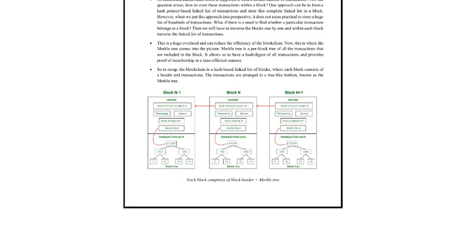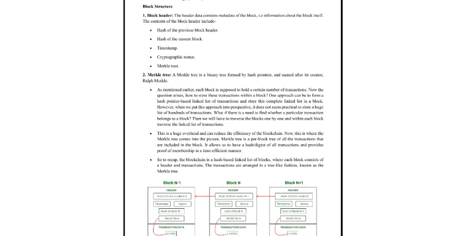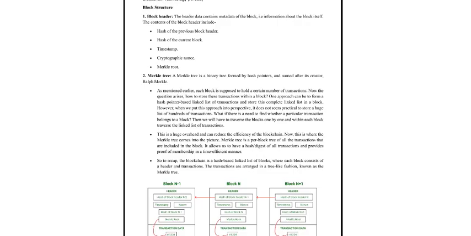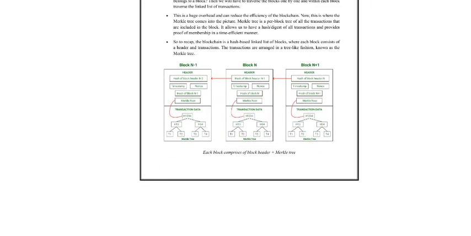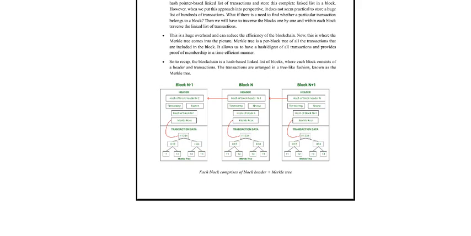See here in the example diagram, block n minus 1, block n, block n plus 1. We have the header. What are the things we have? See here: hash of the previous block header, hash of the current block, timestamp, cryptographic nonce, and Merkle root. See here we have the entire thing which we are working on. So let us talk about block n and block n plus 1. In the header we have the hash of the block header, timestamp, nonce, hash of the block n minus 1, and Merkle root.